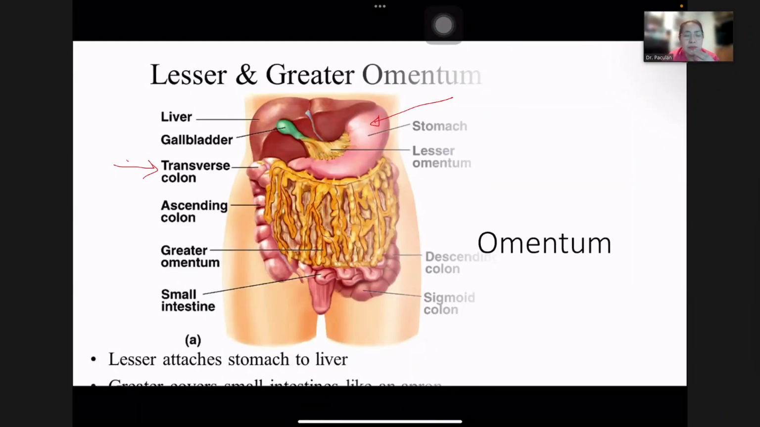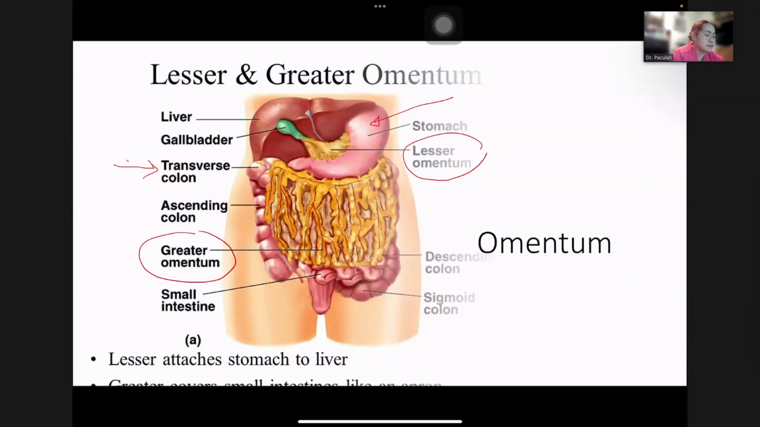Now your lesser omentum is a much smaller double-layered peritoneal fold that connects the lesser curvature of the stomach. If the greater omentum connects the greater curvature of the stomach to the transverse colon, your lesser omentum connects the lesser curvature of the stomach and the proximal part of the duodenum to the liver. It also connects the stomach to the structure that runs between the duodenum and the liver in the free edge of the lesser omentum. Yeah, that is the lesser omentum. This one. Lesser omentum and greater omentum.